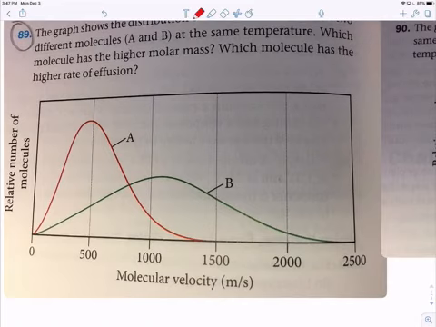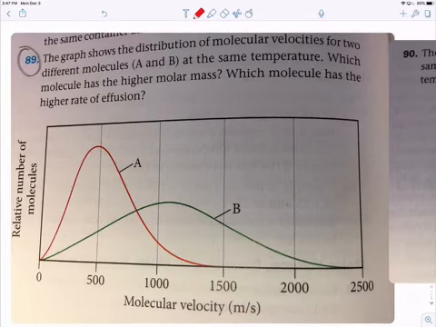So rather than, I'm just going to explain these two. This graph shows molecular velocities for two different molecules at the same temperature. Which molecule has a higher molar mass, which one has a higher rate of effusion? So y-axis number of molecules, x-axis velocity, the speed. So the heavier gas is going to have a much more narrow distribution. So A is the heavier. The lighter one's going to have a much more broad distribution, so B is the lighter one.